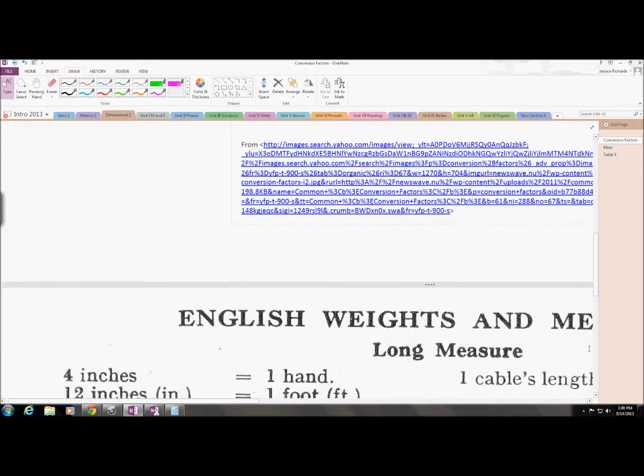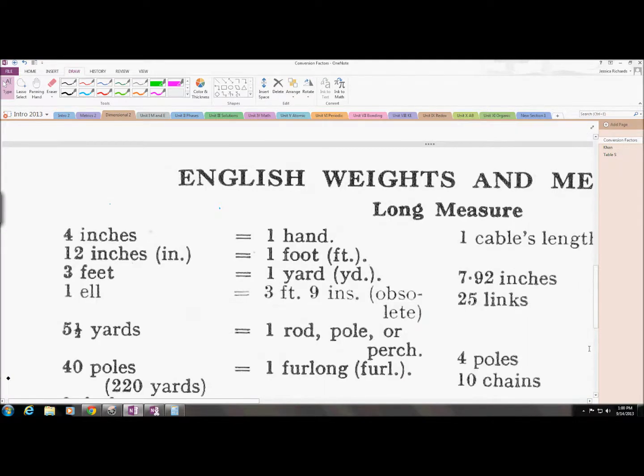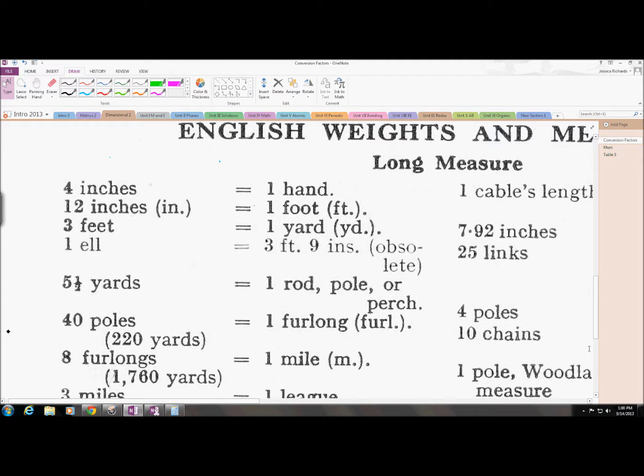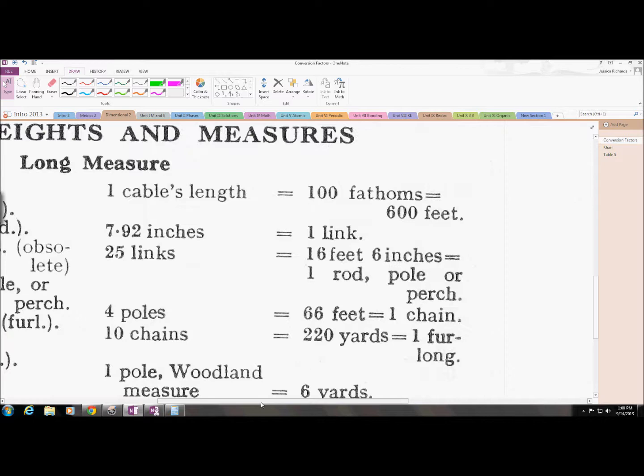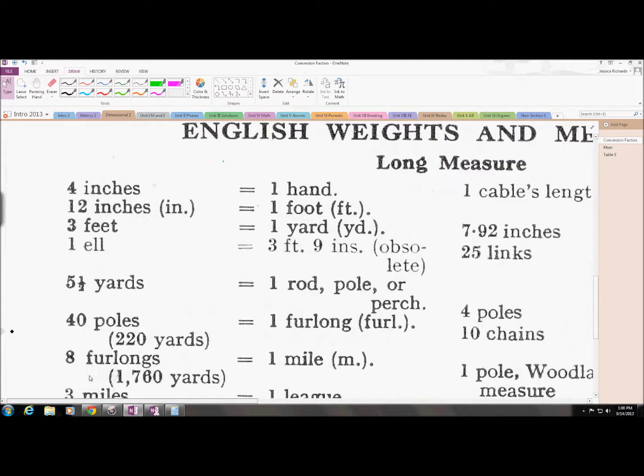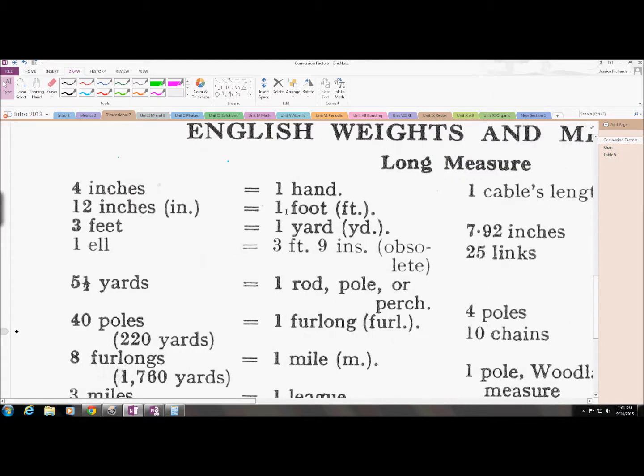So let's scroll down here and look at the English measuring system. We have some really interesting ones here. So inches to hands, feet to yards, yards to rods. So we have lots of different inches into links. So we have lots of different conversion factors that we can find here. So let's stick to something a little simpler. Let's look at inches to hands.